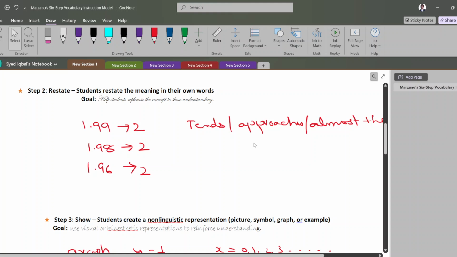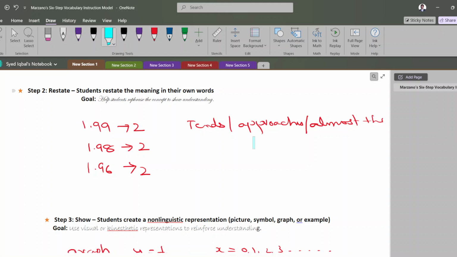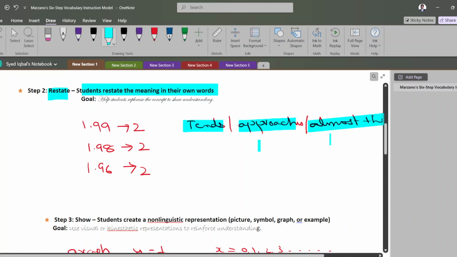The second step is restate. The students restate the meaning in their own words. Then listen to what they say. And when tense is there, you can use the words approach, multiple different words, almost there. These all mean the same. When they are saying, listen to them, correct them and give the example.